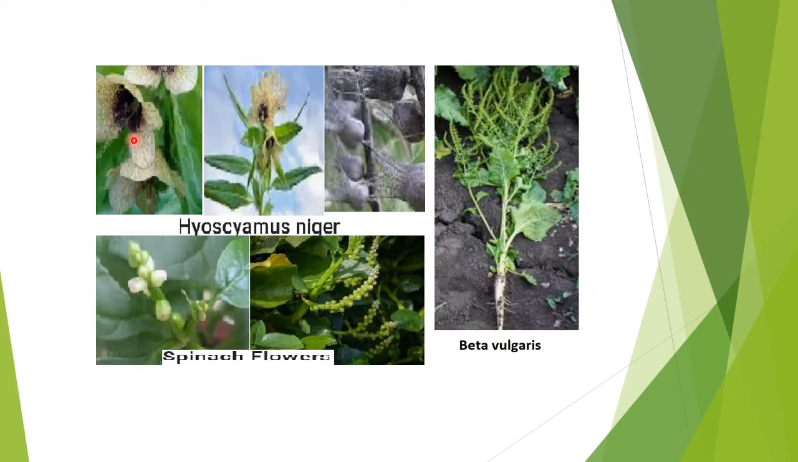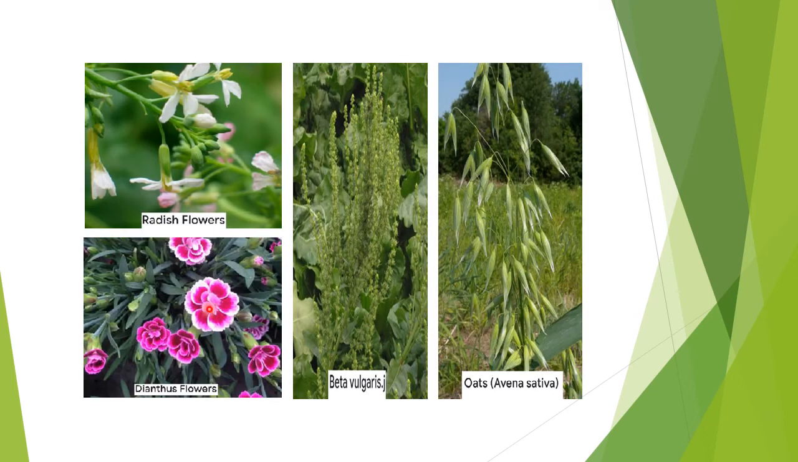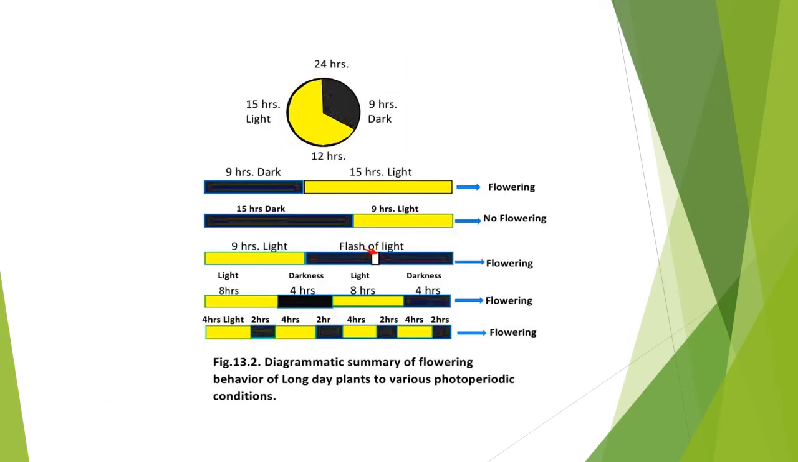This is the Hyoscyamus niger flowering plant, and this is its capsule. This is Beta vulgaris, and these are the spinach flowers, and this is the radish flower. These are Dianthus or the carnation flowers, Beta vulgaris, and the oats are the Avena sativa. Avena sativa flowers.